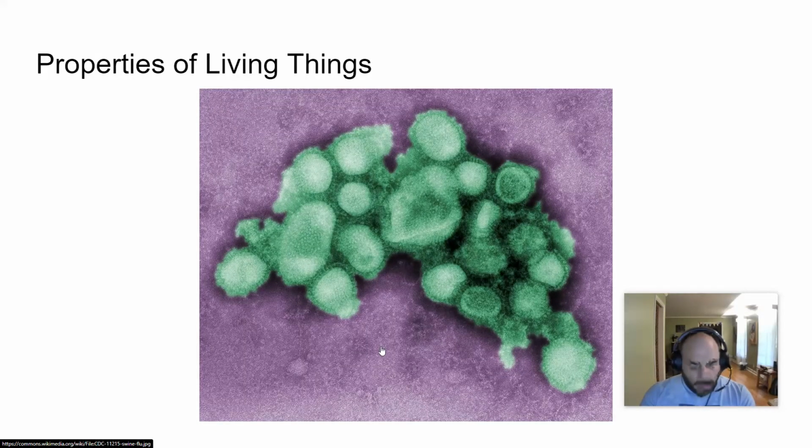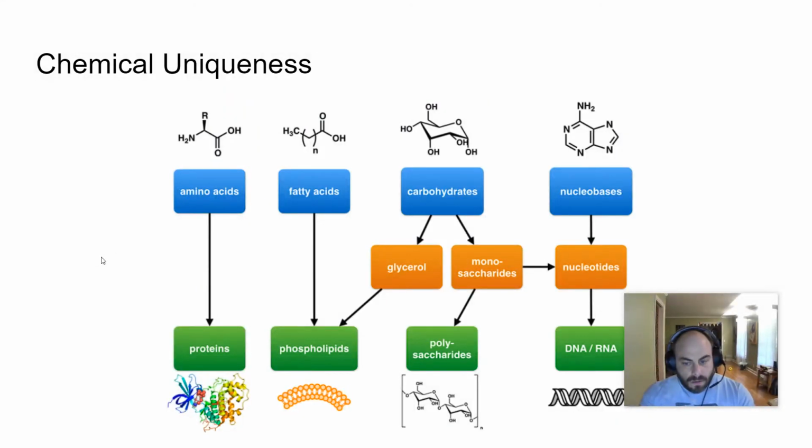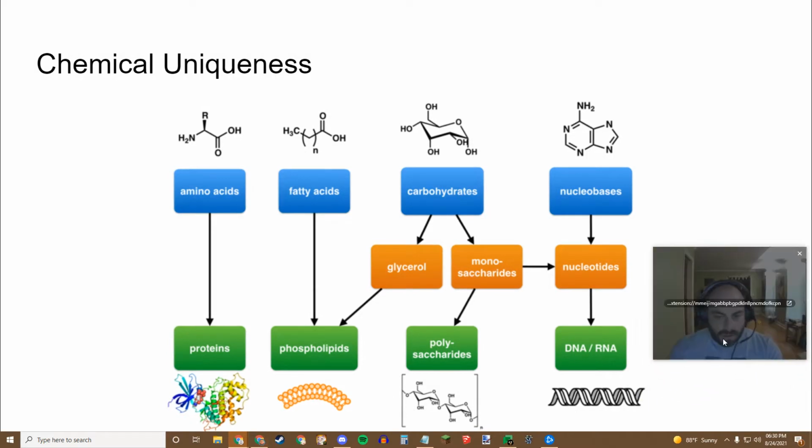So talking about living things, here is a picture of a virus. We don't typically consider viruses living things because they do not meet some of the criteria that we're going to go over in this class. There are other lists that also work for this, but I'm going to give 6 different ways in which something can be considered a living thing. The first of those is called chemical uniqueness.